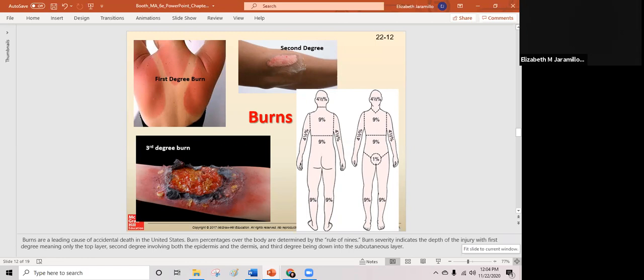Second degree is going to involve both the epidermis and the dermis. Okay, so there's an example of your second degree up here on top. And then you have your third degree burn, down into the subcutaneous layer.